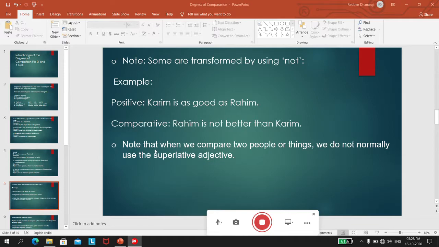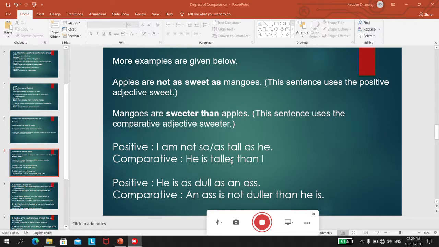Note that when we compare two people or things, we do not normally use the superlative adjective. Remember this. When you are comparing two people or two things, we do not use the superlative form of adjective at all. So remember that, guys. There are some more examples that I'm giving you here.